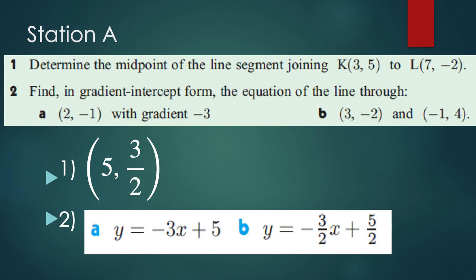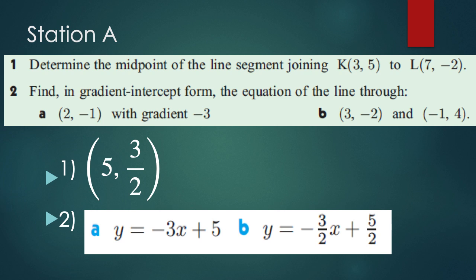For B here, you're given 2 points. So the first thing that we need to do is work to find the slope. Again, that's going to be y2 minus y1 over x2 minus x1. And when you evaluate that, you get negative 3 halves. And so from there, it then becomes a question very similar to how you solve for A.